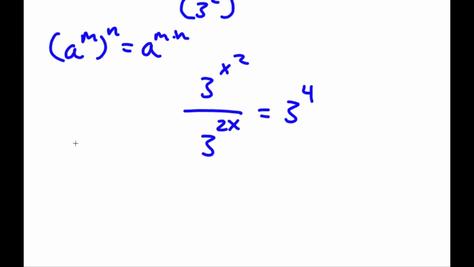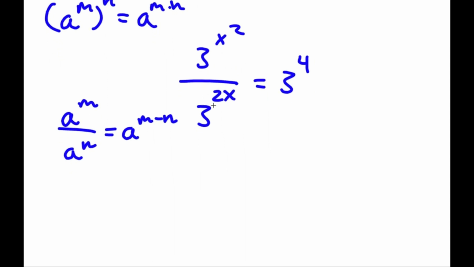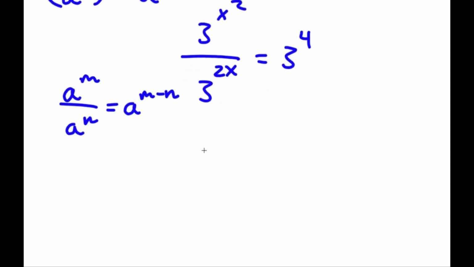And this actually makes it much simpler to solve this problem. So now another property of exponents is that if I have something in the form a to the power of m over a to the power of n, this is equal to a to the power of m minus n. So 3 to the power of x squared over 3 to the power of 2x, that's going to equal 3 to the power of x squared minus 2x. This is equal to 3 to the power of 4.